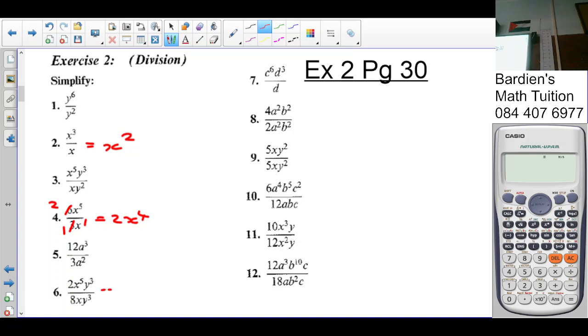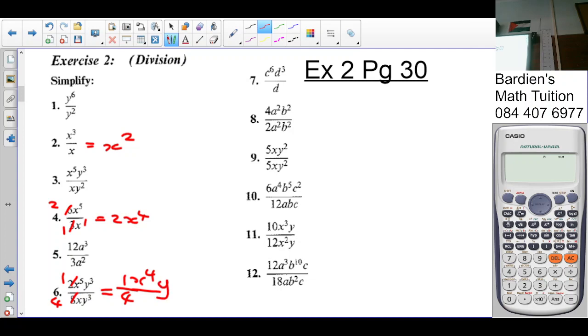1 over 4, yes. 2 goes into 2 once, 2 goes into 8 four times. 1 over 4. X to the power 4 y. You all agree with that? X to the power 4 y.